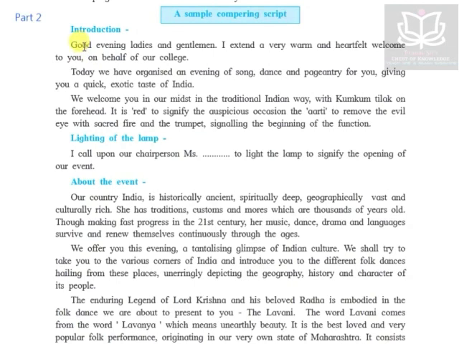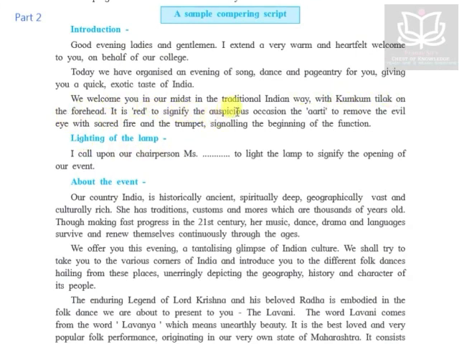The introduction is where you introduce all the people present for the program, like: Good evening ladies and gentlemen. I extend a very warm and heartfelt welcome to you on behalf of our college. You can write here the name of whichever college or school you are in. Today we have organized an evening of song, dance and pageantry for you, to give you a quick exotic taste of India. After reading this line, you come to know exactly why this program has been held. We welcome you in the midst in the traditional Indian way with kumkum tilak on the forehead.